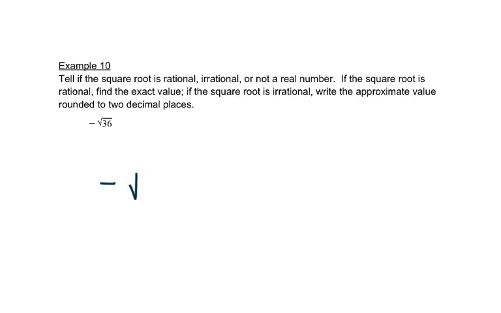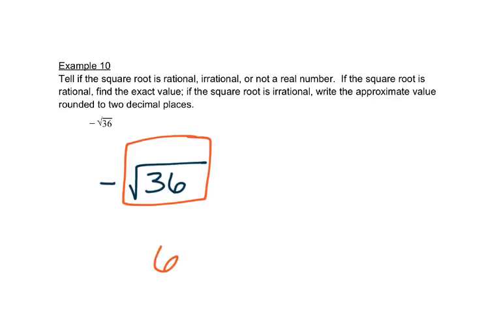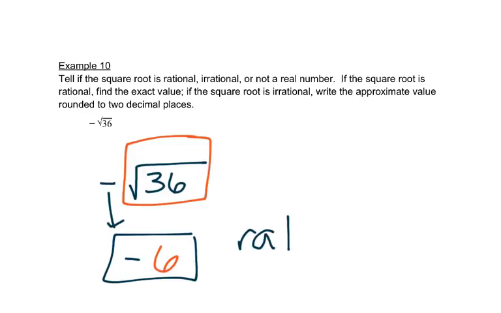Now here the negative is outside, so we start with what's inside the square root. We do the square root. The square root of 36 is 6 because 6 times 6 is 36. And this negative out in front just stays out in front. So we get negative 6. Now that square root came out evenly, it came out nicely. So this is a rational number.